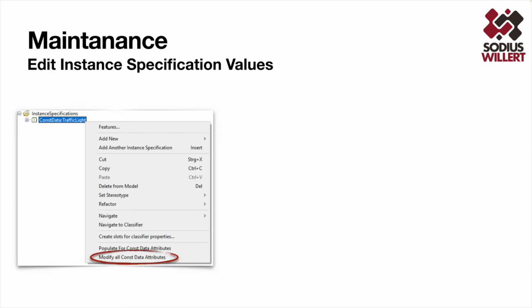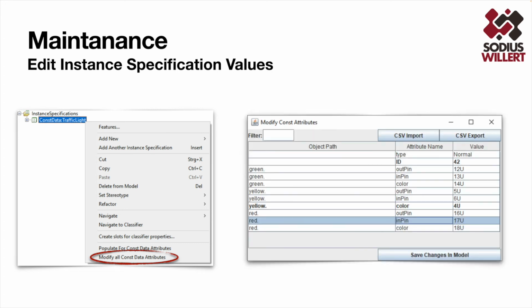Another helper is modify all const data attributes, which also applies to an instance specification. With this helper, all const attributes are displayed compactly in a list in a new window. In this list, the values of the individual attributes can be edited and then transferred back into the model. Values that have already been edited are displayed in bold to make changes traceable. With a large number of const attributes, a filter can also be very helpful here to display only a small section of the list.